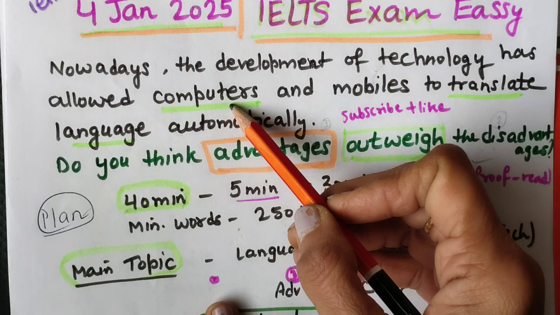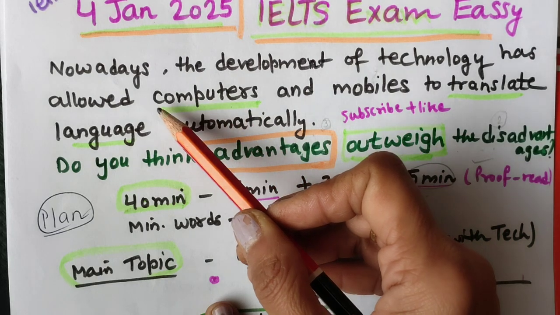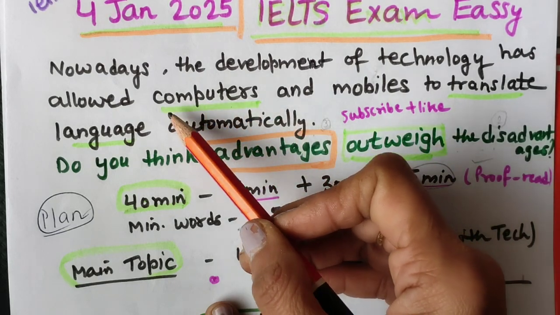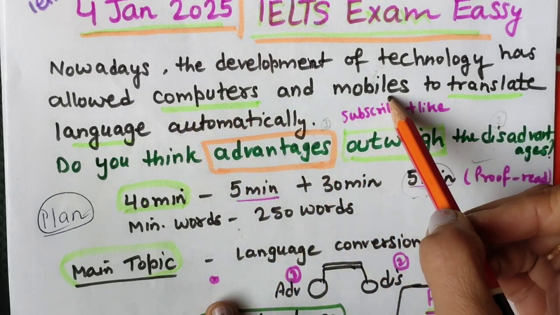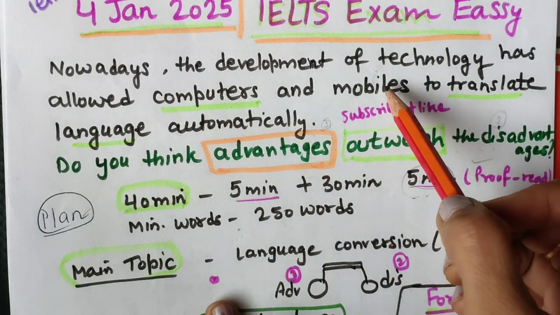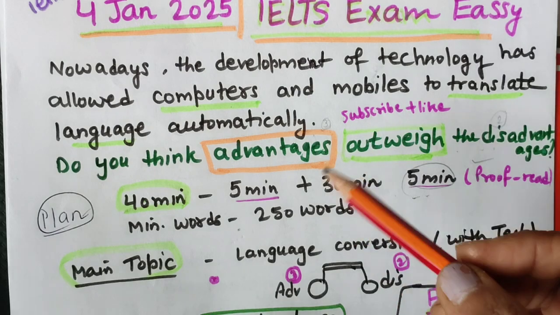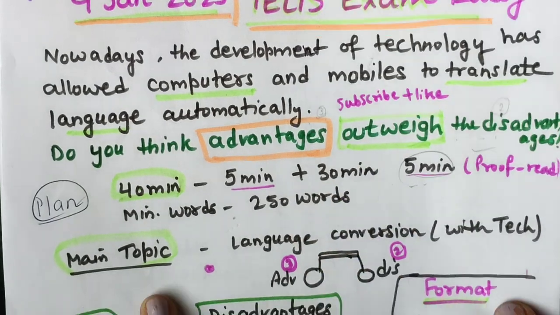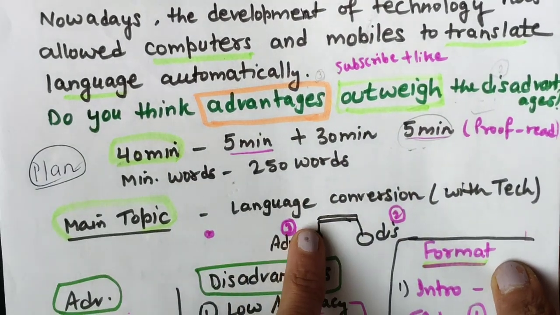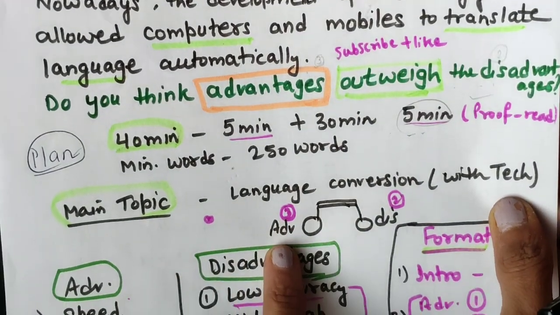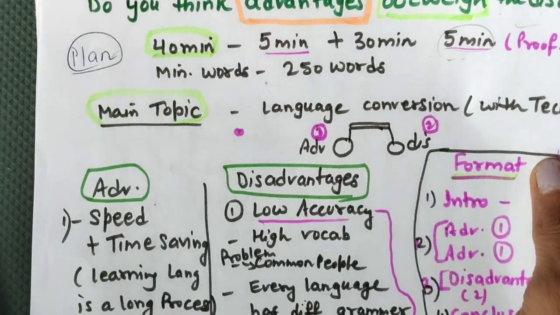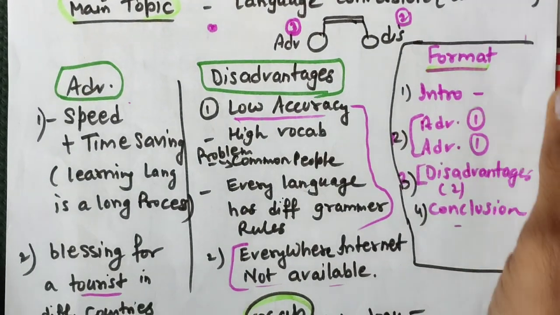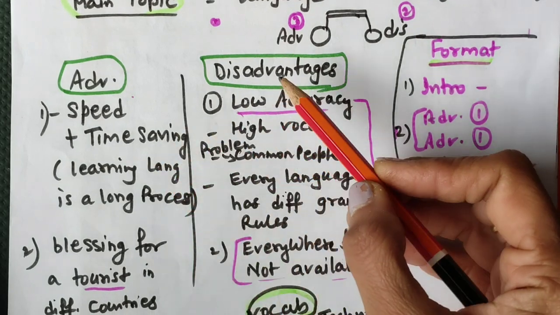Suppose you are using the word computer, then you can use computer software, computer tools, or you can write mobile apps, software apps. You can use some different words. Okay, so the main topic was language conversion with the help of technology, and it has advantages, it has disadvantages also. So these are the points, look at them again. First we will talk about disadvantages.